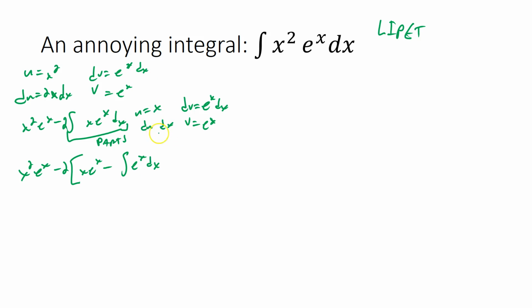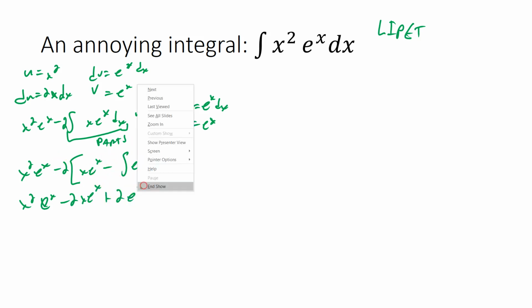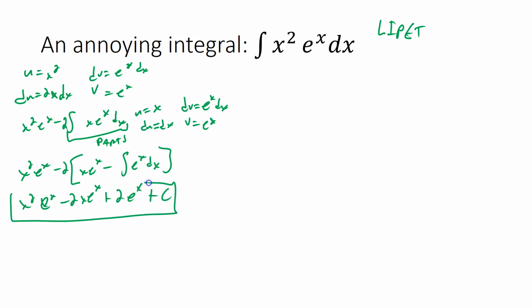That equal sign looks kind of like an x, though. There we go. Okay, so now we can do that. So this is x squared e to the x minus 2x e to the x. And the antiderivative of e to the x is just e to the x, so negative times negative is a positive 2 e to the x. And then, of course, at the end, we just have to have a plus c somewhere. So there it is.